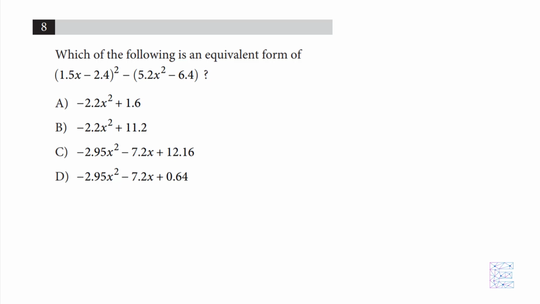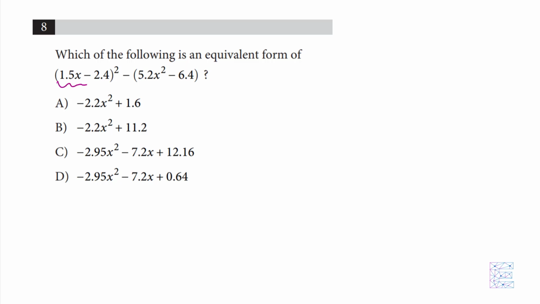Which of the following is an equivalent form of (1.5x - 2.4)² - (5.2x² - 6.4)? These types of equations require you to simply simplify, open up the parentheses, and just combine like terms. So let's go ahead and do that.